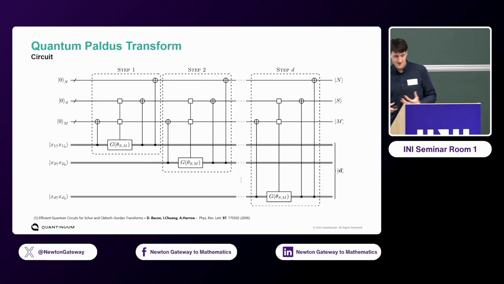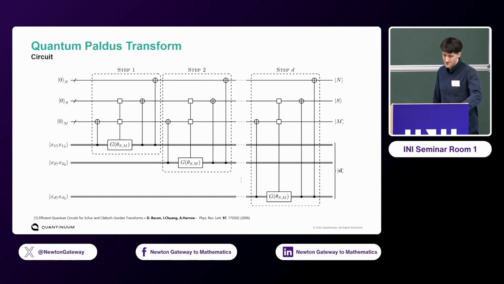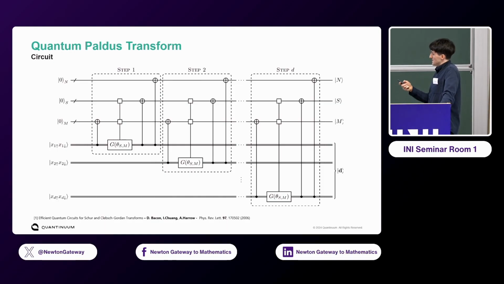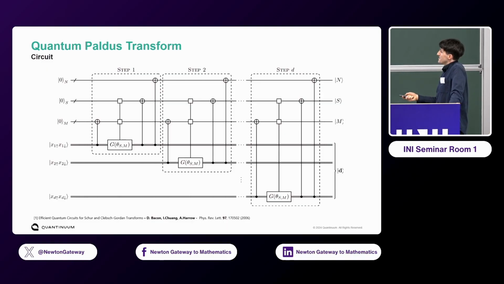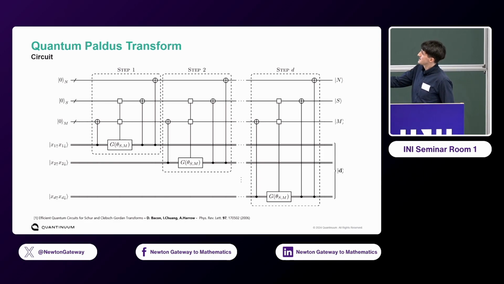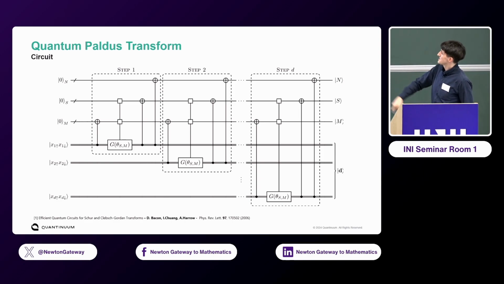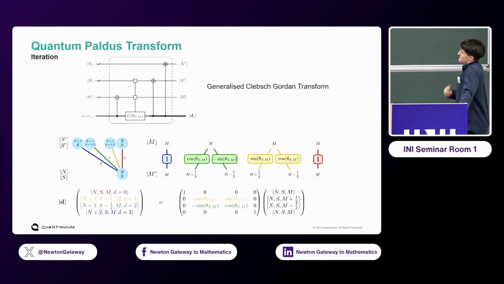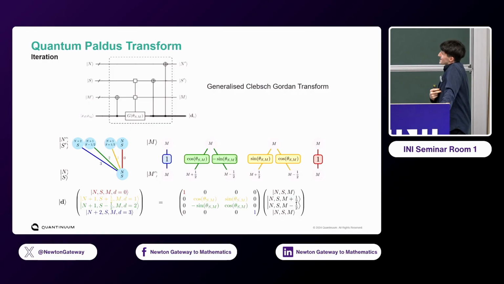using this iterative algorithm. It's based on an algorithm called the Schur transform from Dave Bacon, Aram Harrow in 2006. Whereas we take it, you can see we take in a paired spatial orbital, and then we apply the Givens rotation, and we branch along the graph. So I'll go through these components individually. So we basically have this generalized Clebsch-Gordan transform, where it's generalized because we're coupling orbitals as well as spins here, so we're adding particles as well.